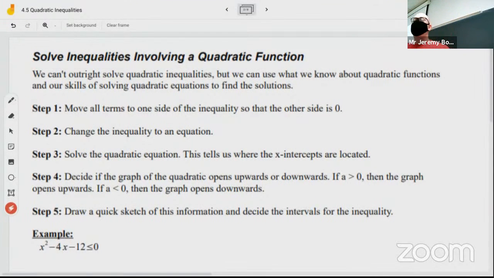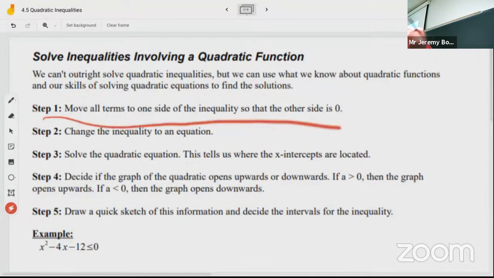Another way we can do it is similar, but we don't have to find all that information. All we need to do is find out where it's equal to 0 and which way does it open. If we know which way it opens and where it's equal to 0, we can draw a crude graph of it and determine the inequality solution from there. So these are the steps. I'm not a big fan of writing things in steps, but we'll follow this.